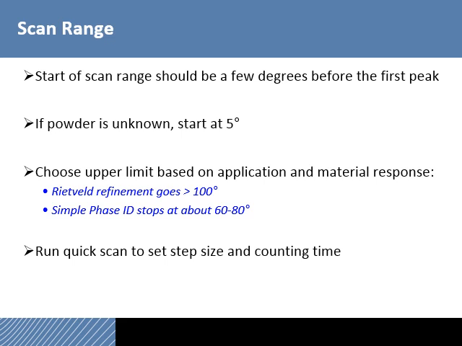So as a general rule of thumb, I tell people 5 to 80 or 90 degrees for most applications is a sufficient range, but it really depends on what you're doing. If you're dealing with organic molecules that have very, very large d-spacings, most of the pattern is going to be in the low 2 theta region. So you may actually need to start at 2 or 3 degrees.